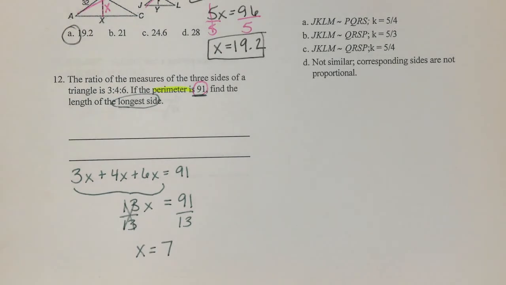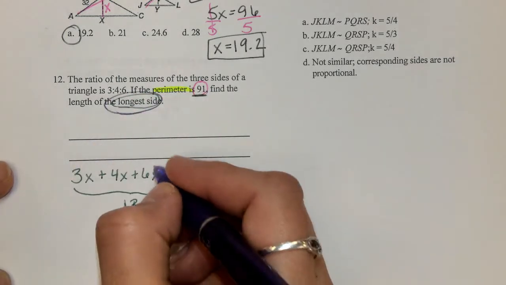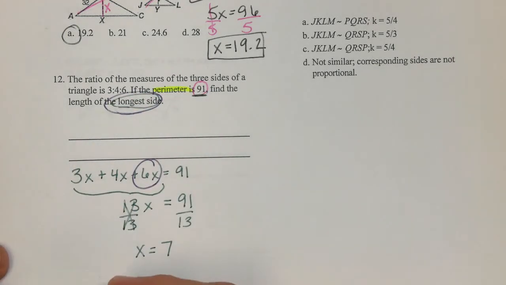We are not done. Do not put this as your answer. We want the longest side. The longest side was at 6x. So we need to take that 6x, remove x, substitute our 7 in, which we found is x, and we're going to get 42. So this will be our final answer.